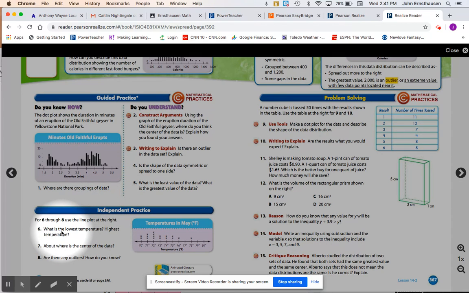For this graph of temperatures in May, what is the lowest temperature? The lowest temperature would be 70. What is the highest temperature? The highest temperature would be 78 degrees. Where would the center fall? This is an estimation, but I'm guessing it'd be somewhere in here between 72 and 73, one of those X's.